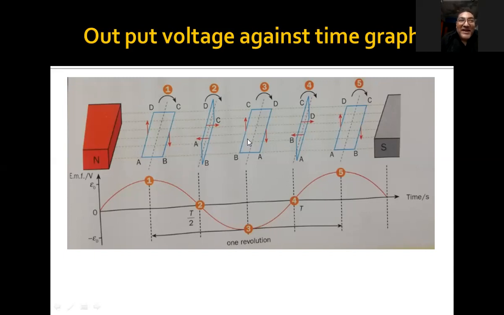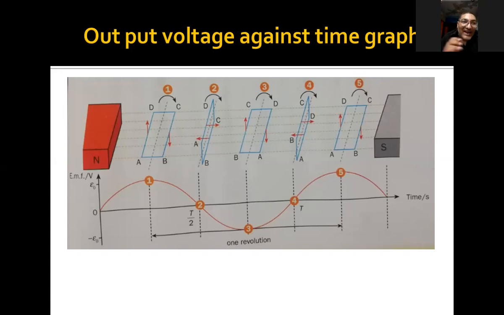If you compare the motion of the BC, it is going upward. The magnetic lines are going from left to right. It is cutting the magnetic lines. Because it is cutting the magnetic lines, EMF will be induced in it.